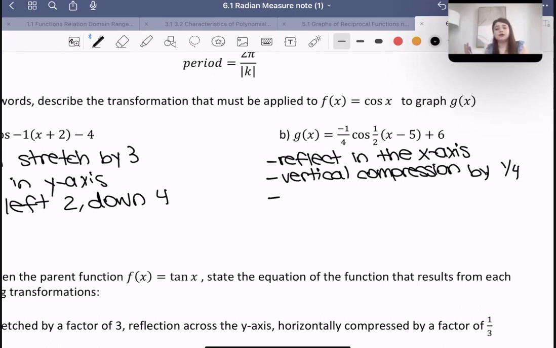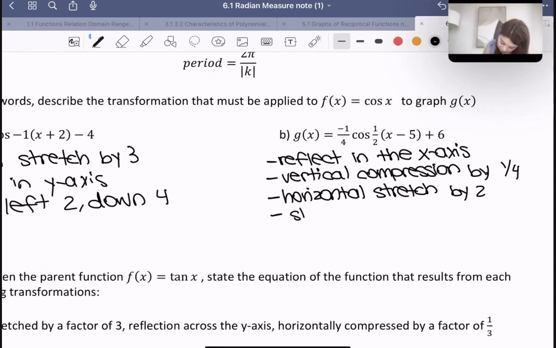Then we have 1/2 as our k value, which means we're going to do a horizontal stretch by a factor of 2, or in other words, the period length is going to change, right? Our k value is 1/2, and so our period length is going to go from 2 pi to 4 pi, right? Which means we're going to do a horizontal stretch by 2. And then last but not least, we're going to shift right 5 and up 6. So that's our final step there. Very good. Very, very good.